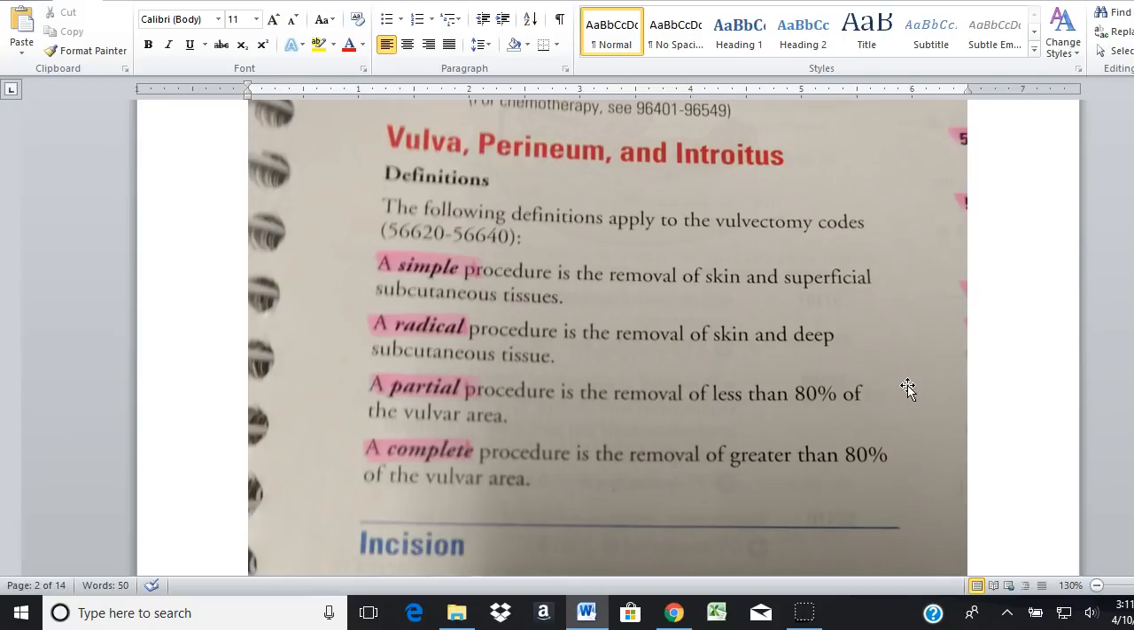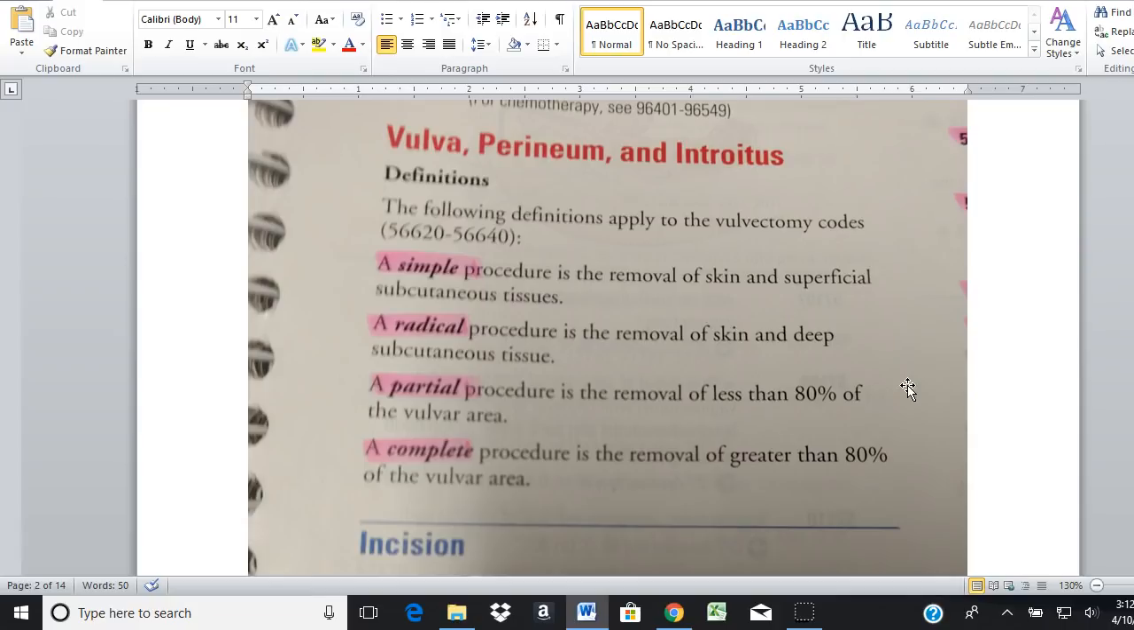So when we're talking about the removal of part of the vulva, simple is removal of skin and superficial subcutaneous tissue. Radical is removal of skin and deep subcutaneous tissue. Now this is where it's really important to know your definitions, and that's why these are here. Partial is considered less than 80% of the vulvar area. Complete is greater than 80% of the vulvar area. So this again is why they have these definitions in here, because in other areas of the book, partial might be considered 60% or less, versus here it's 80%.